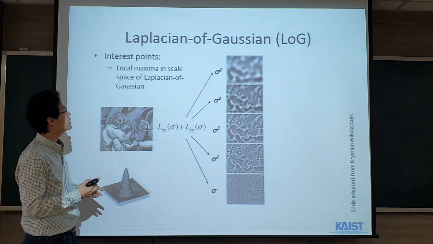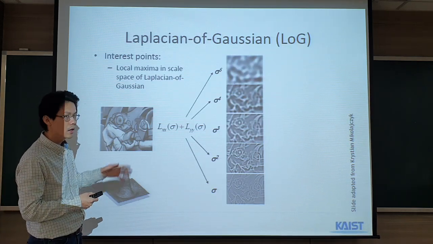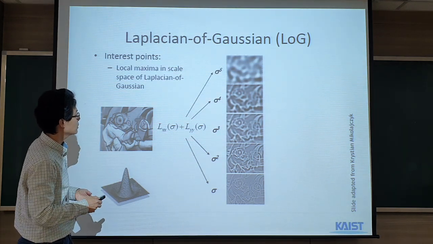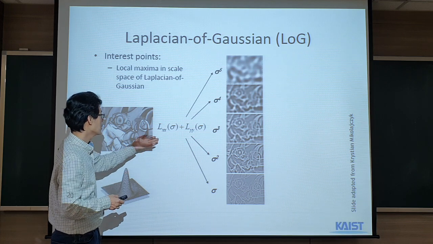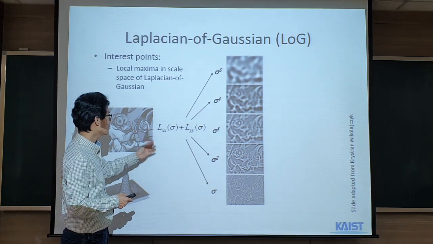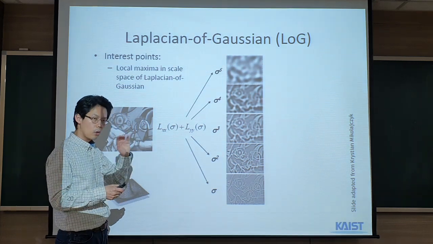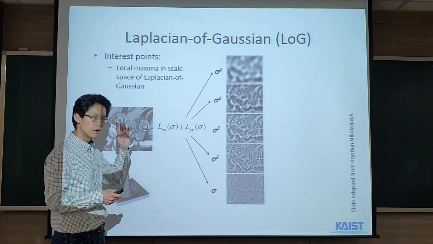First of all, I need to talk about the Laplacian of Gaussian. The Laplacian of Gaussian is nothing but this: we apply the Gaussian filtering onto the input image, right?